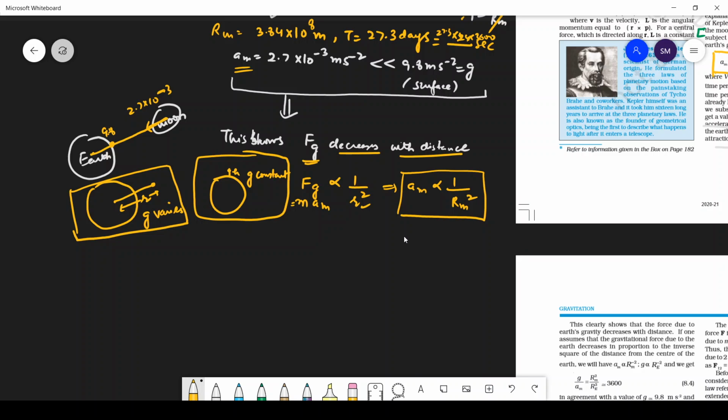Now this acceleration due to gravity is for the surface of the earth. So instead of Rm, what will we have here? Here this is the radius of the Earth. So on the surface of the Earth, g is proportional to 1 upon the radius of the Earth squared. Of course, we will have a proportionality constant.